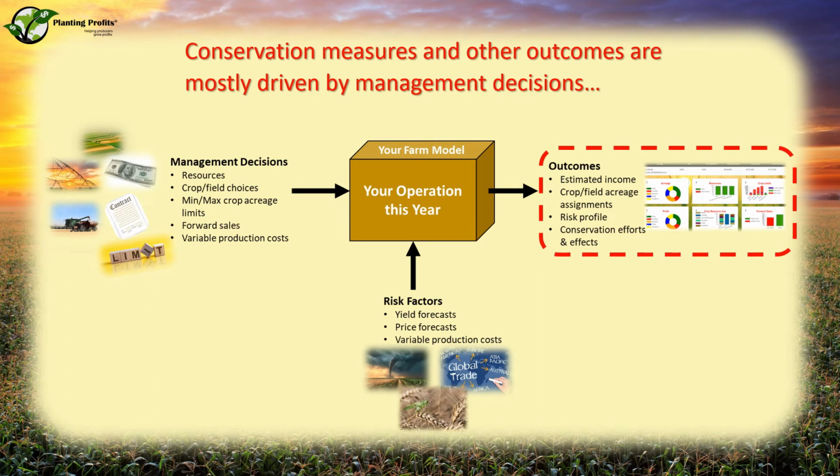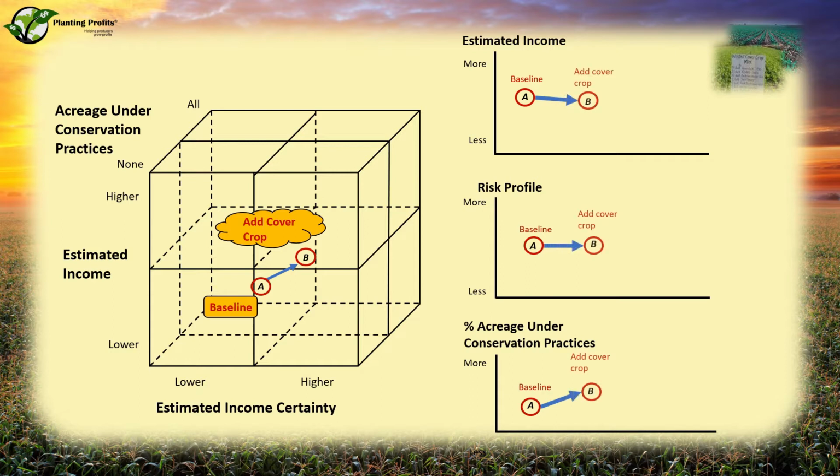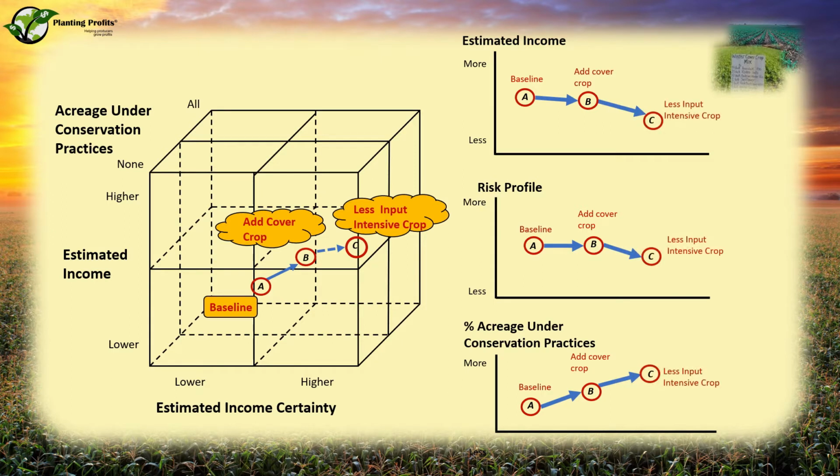Asset management measures and other outcomes are driven by management decisions. Asset use, profitability, and risk are all related. Every action has a reaction, or two. Changes in asset use will likely cause changes in estimated income and the risk profile.